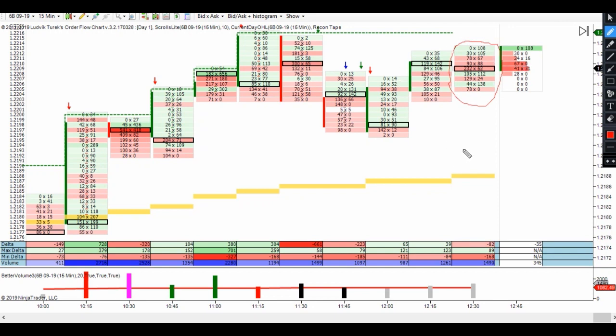So what is happening means that these aggressive buyers, all these aggressive participants, are being absorbed by the passive buyers or passive participants. Those are the limit passive orders that are absorbing these lots.